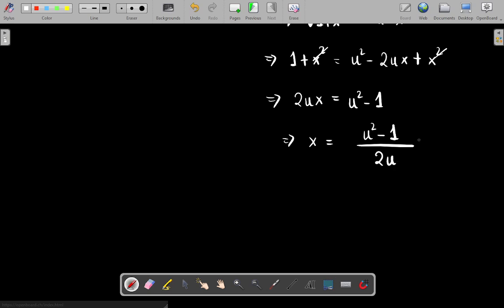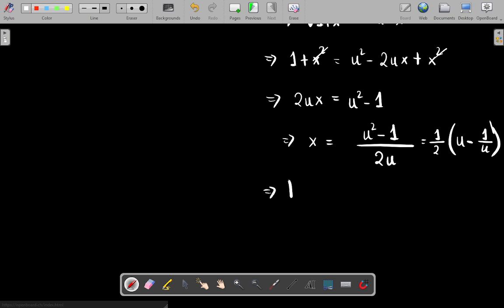Okay, so if I take half common here, this becomes u square by u, which is u, and this will become minus 1 by u, right? I've just taken this 2 apart and I have divided this u square minus 1 divided by u. Okay, so this is the term now.